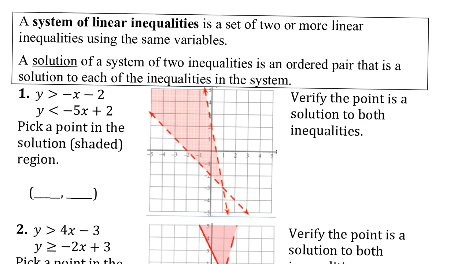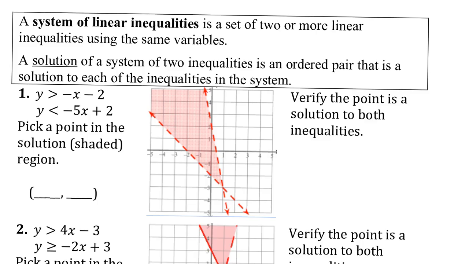Okay, a system of linear inequalities is a set of 2 or more linear inequalities using the same variable. So this is an example of a system. There's 2 inequalities. An inequality has a less than or greater than symbol. They both have y's and x's. A solution of a system of 2 inequalities is an ordered pair that is a solution to each of the inequalities in the system.